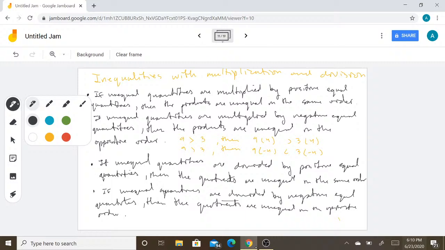So for example, if we have 9 is greater than 3 and we divide by a positive equal number, for example 3, so 9 divided by 3 and 3 divided by 3, the sign stays the same. It's in the same order because we divided by a positive number. But if we divide by a negative number, so 9 divided by negative 3 and 3 divided by negative 3, then the sign flips, so they are unequal in the opposite order.